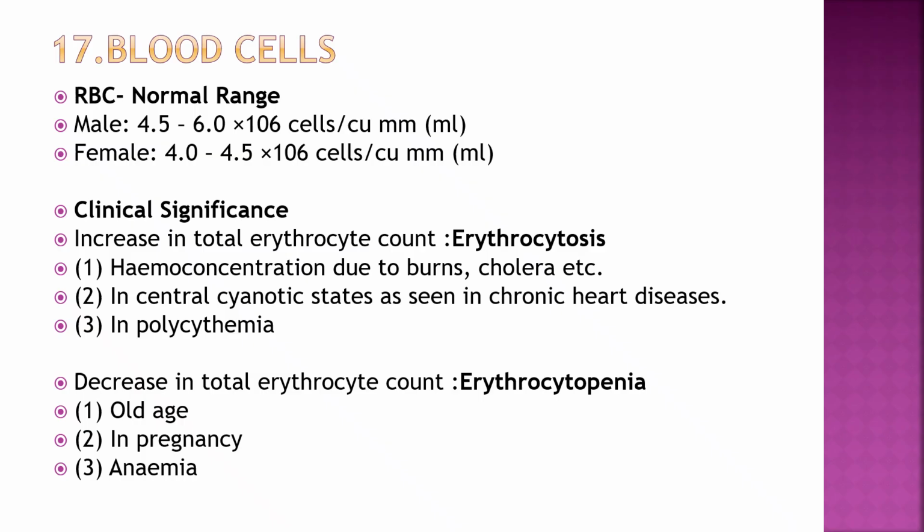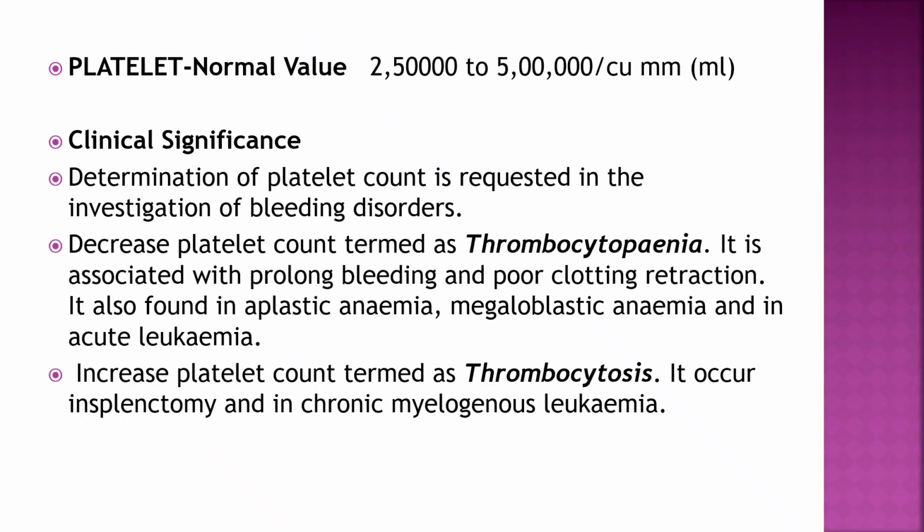So the normal platelet value is 2.5 lakh to 5 lakh cells per cubic millimeter, and significance: when the count is increased it is called thrombocytosis, and when the count is decreased it is called thrombocytopenia, and it is usually seen in aplastic anemia, megaloblastic anemia, acute leukemia, falciparum malaria, dengue, viral infection, etc.